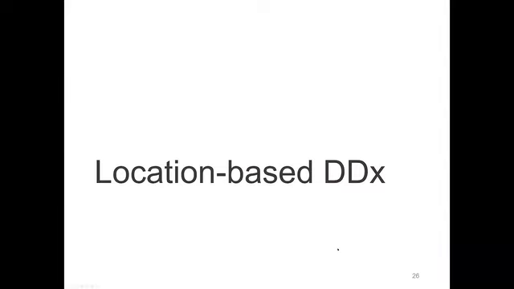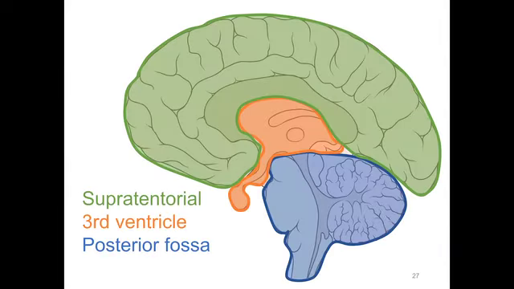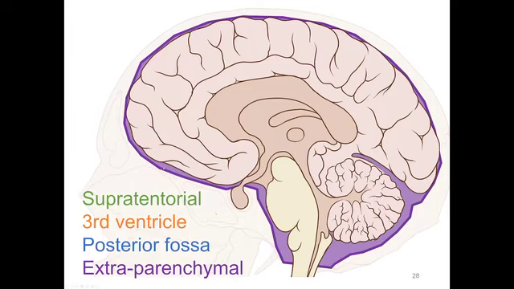Let's move on to the location-based differential diagnosis. In the brain, we usually divide the differential diagnosis into 3 compartments, including the supratentorial compartment and third ventricles and the posterior fossa. There is also the extra-axial space, but I will not cover this part today.